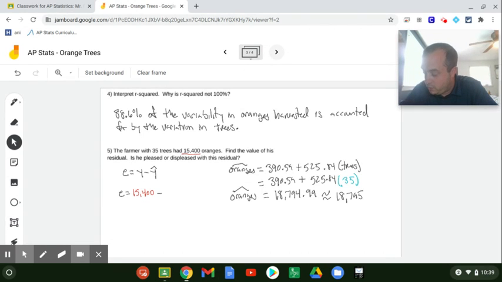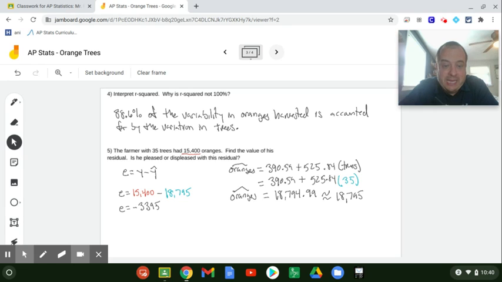So now I know what y hat is. I can put in my predicted value right here, 18,795. So here my residual, 15,400 minus 18,795. Okay, I have a residual of negative 3,395. Okay, so I have a negative residual, which means the model has over predicted.